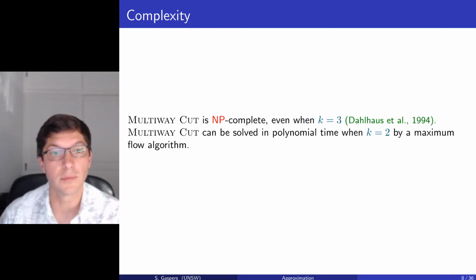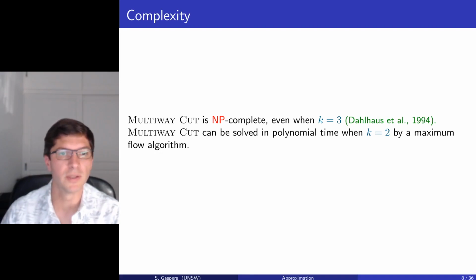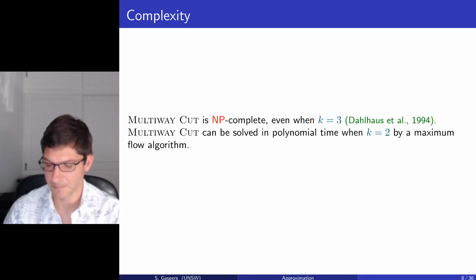Okay, so the problem is NP-complete, even when we have just 3 terminals. For k equals 2, so if we have 2 terminals, you probably know this as the min-cut problem. And there's a nice duality between min-cut and max flow that enables us to solve the problem in polynomial time when k equals 2, so when we have just 2 terminals.